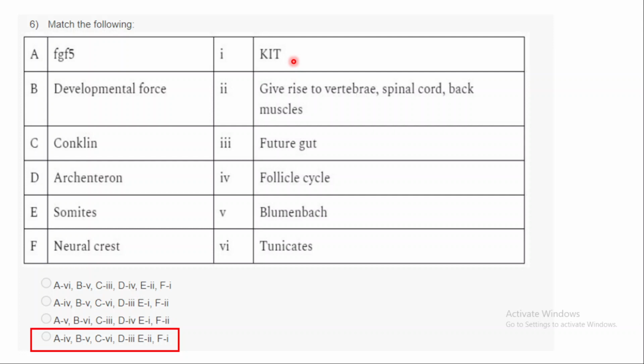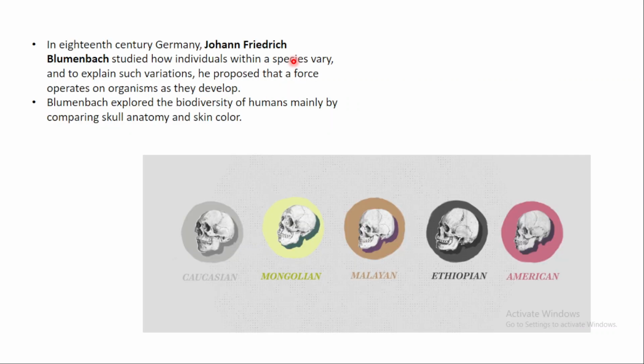So now let's see the explanation behind that. Johann Friedrich Blumenbach is a scientist who studied how individuals within a species vary, and to explain such variations he proposed that a force operates on organisms as they develop. So Blumenbach gave down the developmental force theory, saying that there is some force in play inside the organism which causes such variations among different species. Blumenbach explored the biodiversity of humans mainly by comparing skull anatomy and skin color.